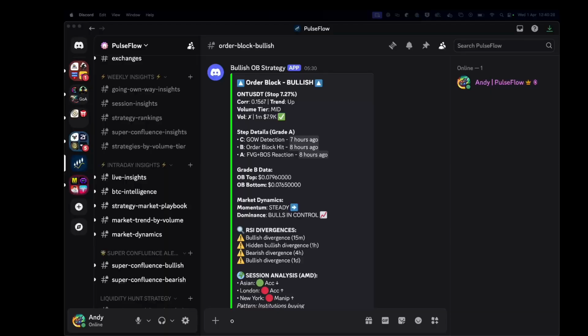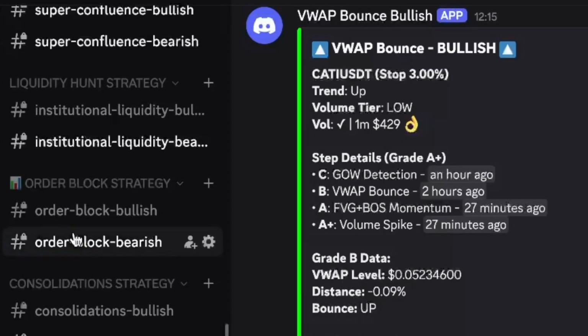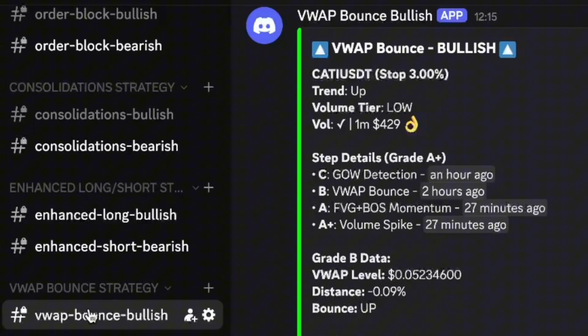So in PulseFlow, we have 6 strategies. This is the order block strategy. Each strategy has 2 channels, bullish and bearish. If the coin is in a PulseFlow uptrend, we send it to the bullish to go long. If it's in a PulseFlow downtrend, we send it to the bearish to go short. This is called trading with the higher time frame trend. If you're reasonably new to trading, always trade with the higher time frame trend.